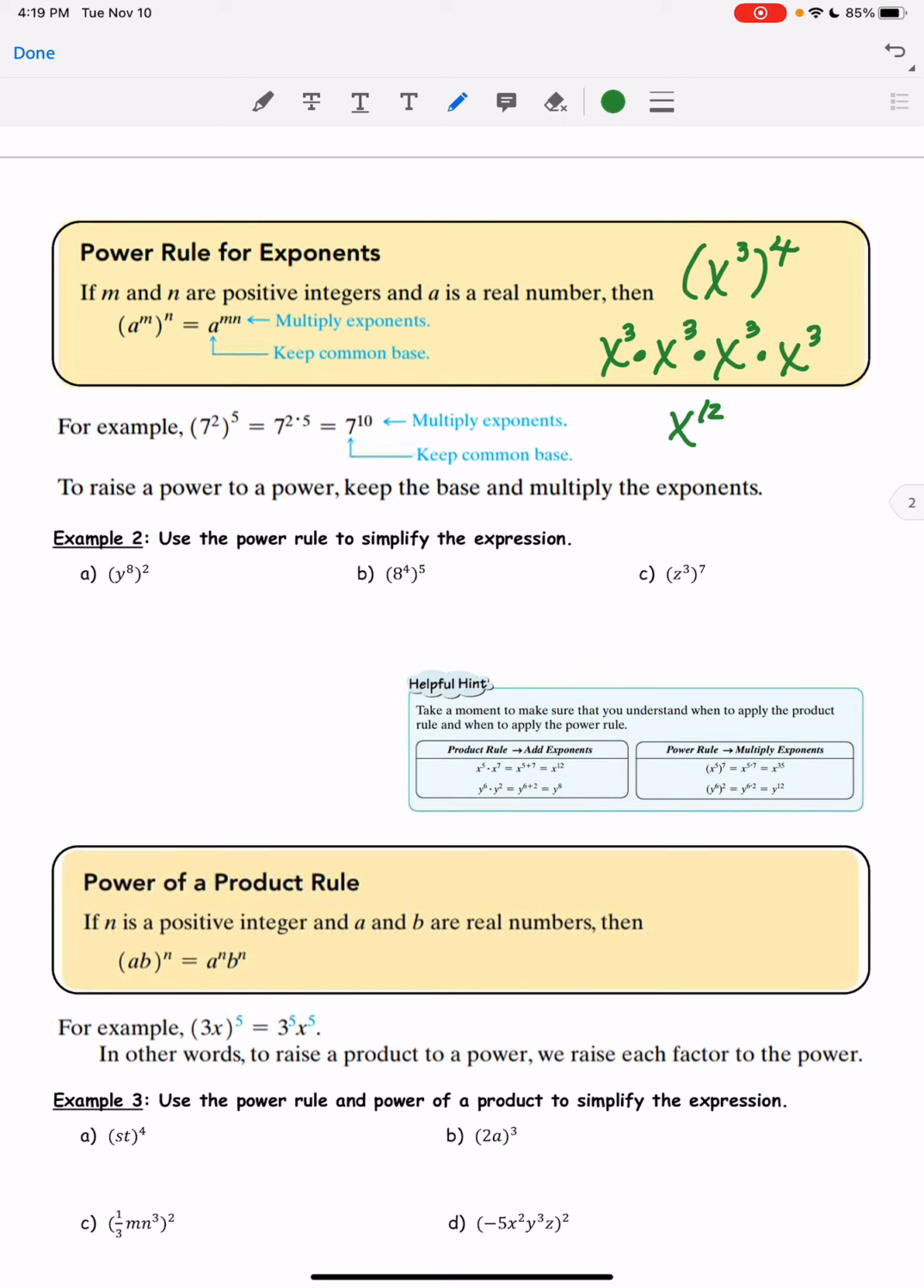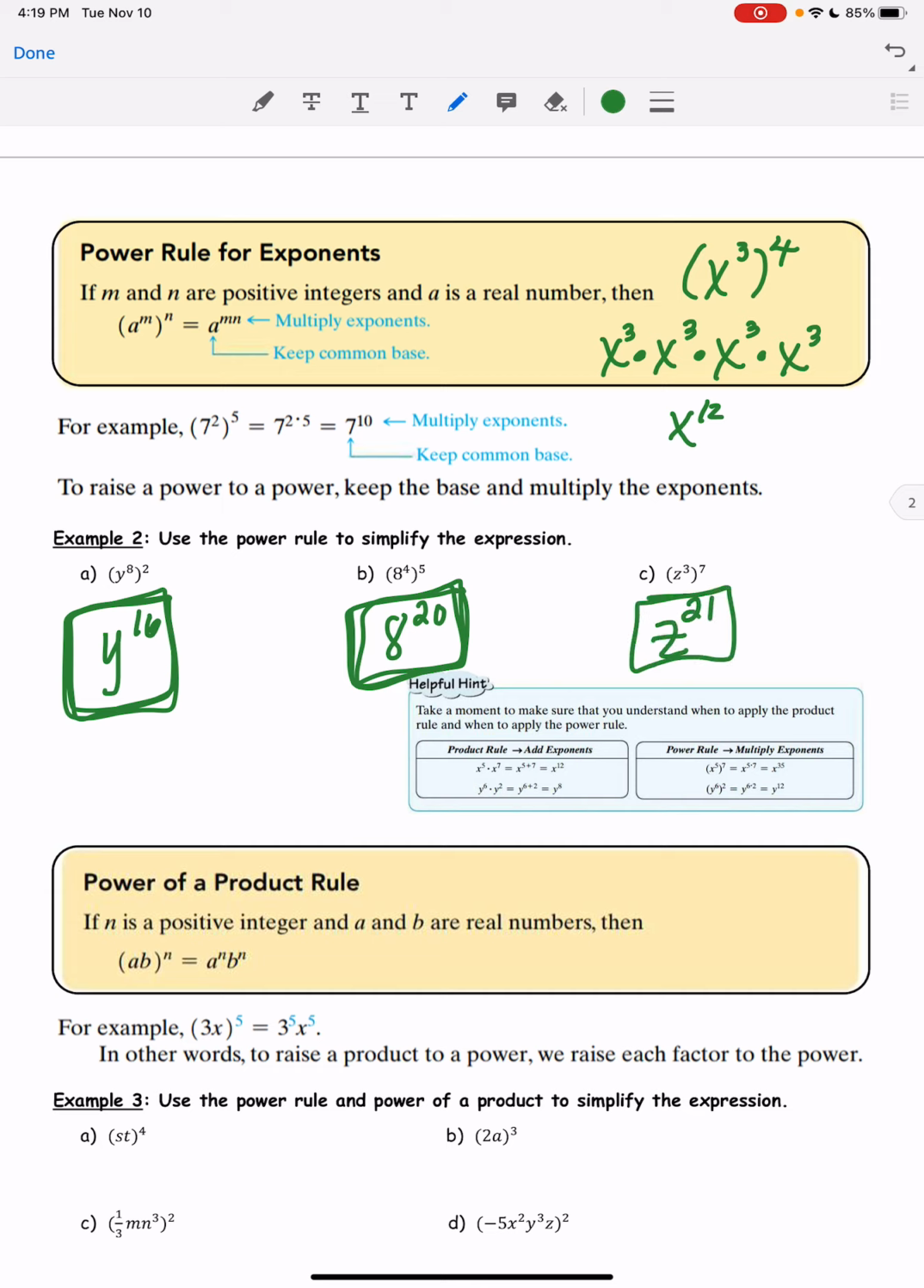So example 2, use the power rule to simplify your expression. Y to the 8th all squared is y to the 16th. Eight to the 4th all to the 5th power. 4 times 5 is 20. Z cubed all to the 7th power will be z to the 21.